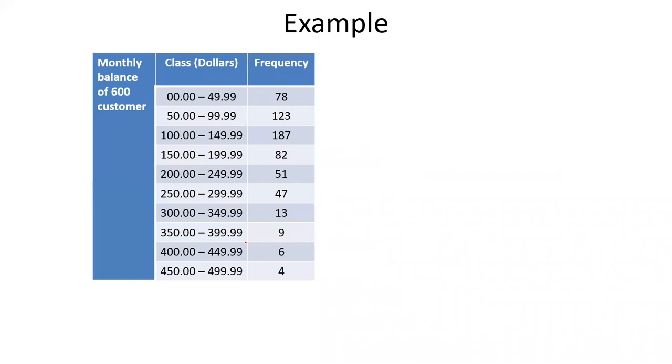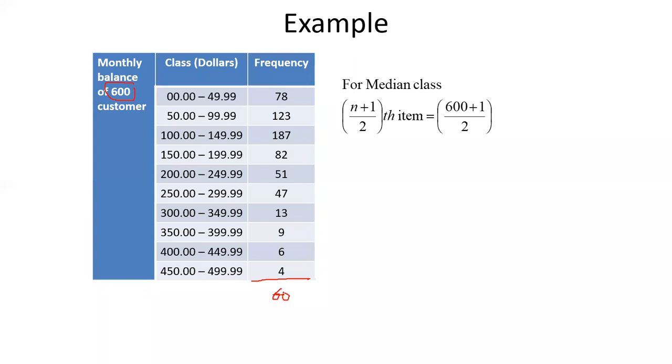So let's start with an example. It's exactly the same example which we considered for the mean, right? Mean was 142.5. Let's see what the median is. For the median class, I will calculate the n plus 1 by 2th item. What is your n? N is 600 because the total number is 600. Summation f is 600. If you take the sum, this is n. So 600 plus 1 by 2 is 601 by 2, about the 300th item.